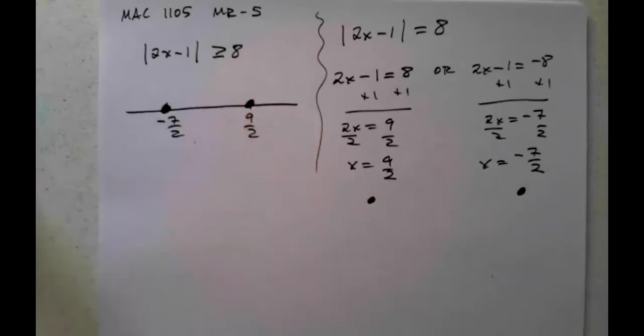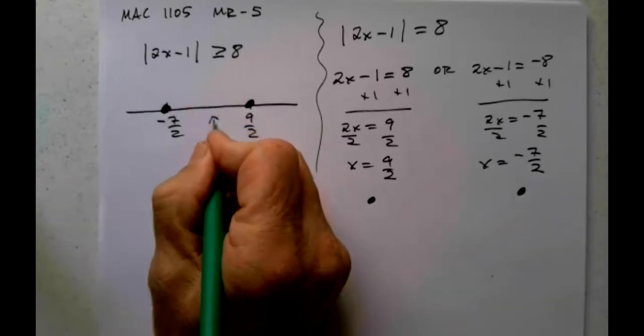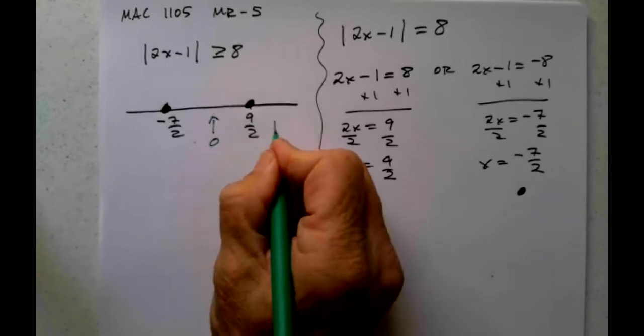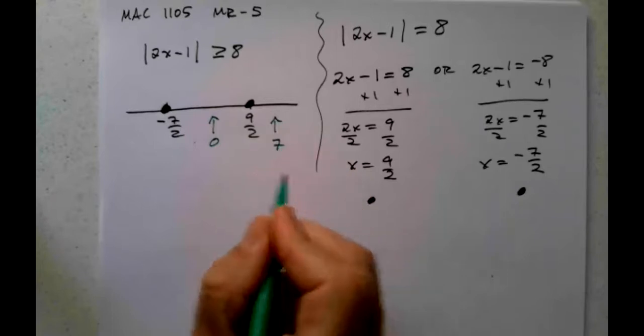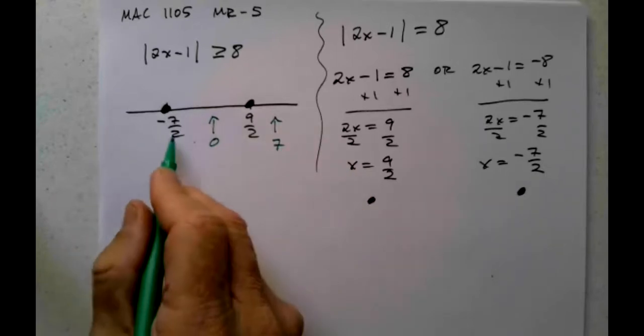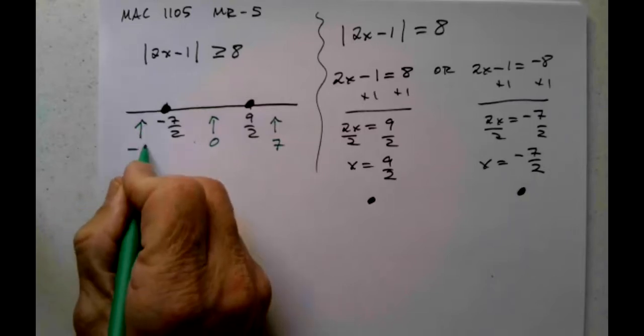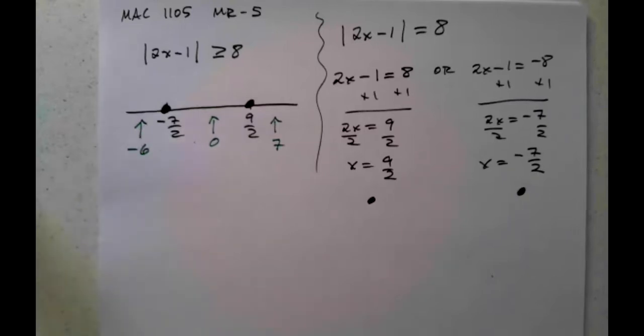And we're going to test numbers in each interval. Between a negative number and a positive number, our favorite choice would be 0. Beyond 9 halves, so that's what, 4 1/2? Beyond 4 1/2, 5, 6, 7, pick one. To the left of negative 7 halves, that's negative 3 1/2, so negative 4, negative 5, negative 6, pick one. So I'm going to test those three and shade where it's true.